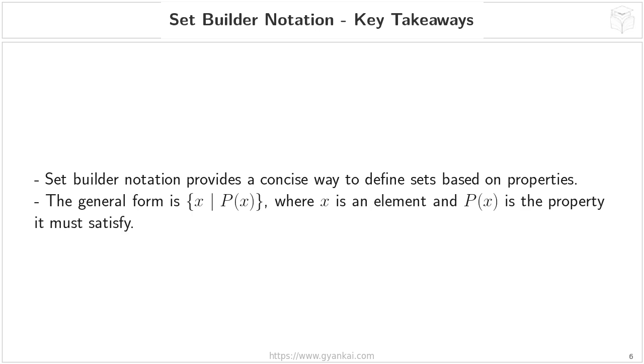Now let's revisit the general form. We have a set defined as x bar vertical bar p of x, where the x represents a general element of the set. The vertical bar is read as such that, and p of x represents the property that x must satisfy to be included in the set. Think of it like a rule. If x follows the rule, it's in the set.